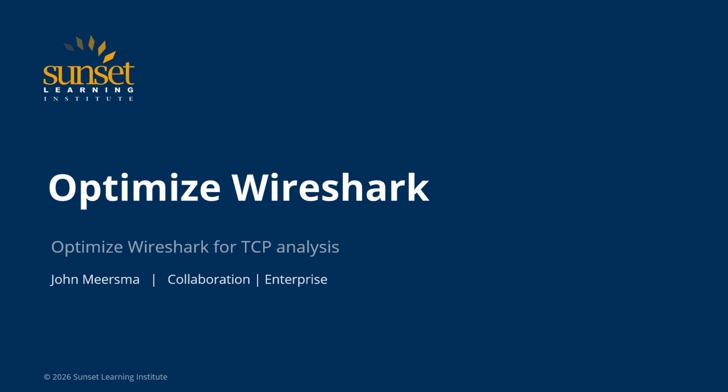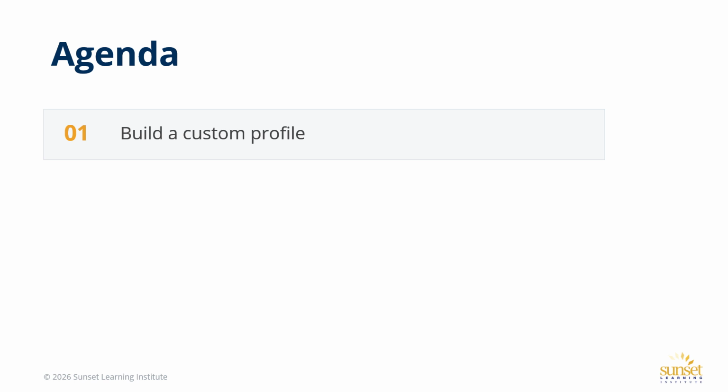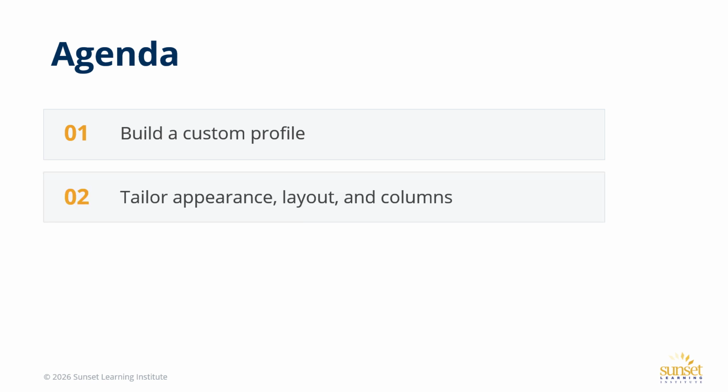Our video, Optimizing Wireshark. In this video, we're going to show you how to customize Wireshark so that you can use it to examine TCP flows, SIP flows, VOIP calls, pretty much anything you need when it comes to examining packets on your network. We're going to show you how to create a custom profile to tailor Wireshark to your specific needs and preferences. We'll show you how to customize the appearance, layout, and columns, which is essential for clarity because it makes it easier to find exactly what you're looking for.